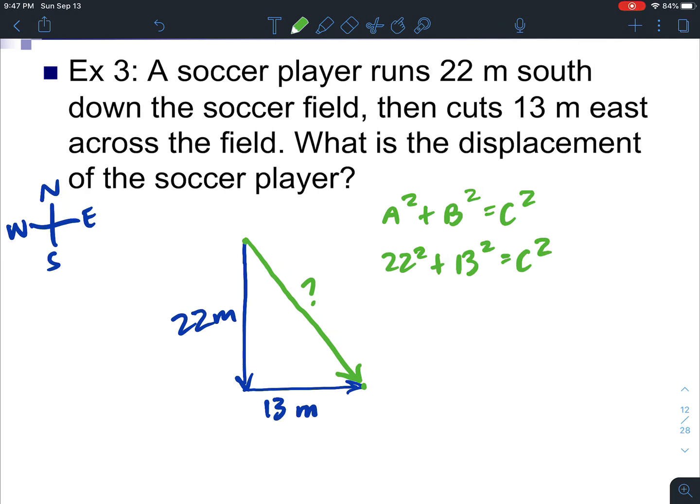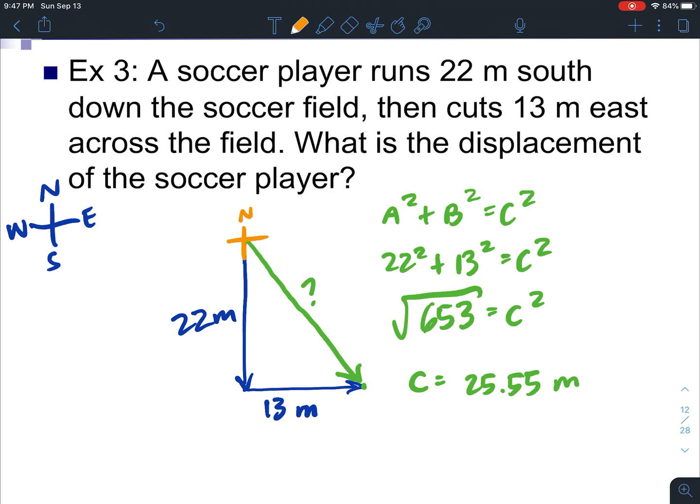So 22 squared plus 13 squared is 653 equals c squared. Take the square root of that so that I can just have c, and I find that my displacement is 25.55 meters. I'm going to use, again, the same unit as what was in my original, and then I need a direction. So again, if you struggle with direction, give yourself a little set of quadrants and draw in your cardinal directions, and I see that I'm between south and east, and so I'm going to say 25.55 meters southeast.